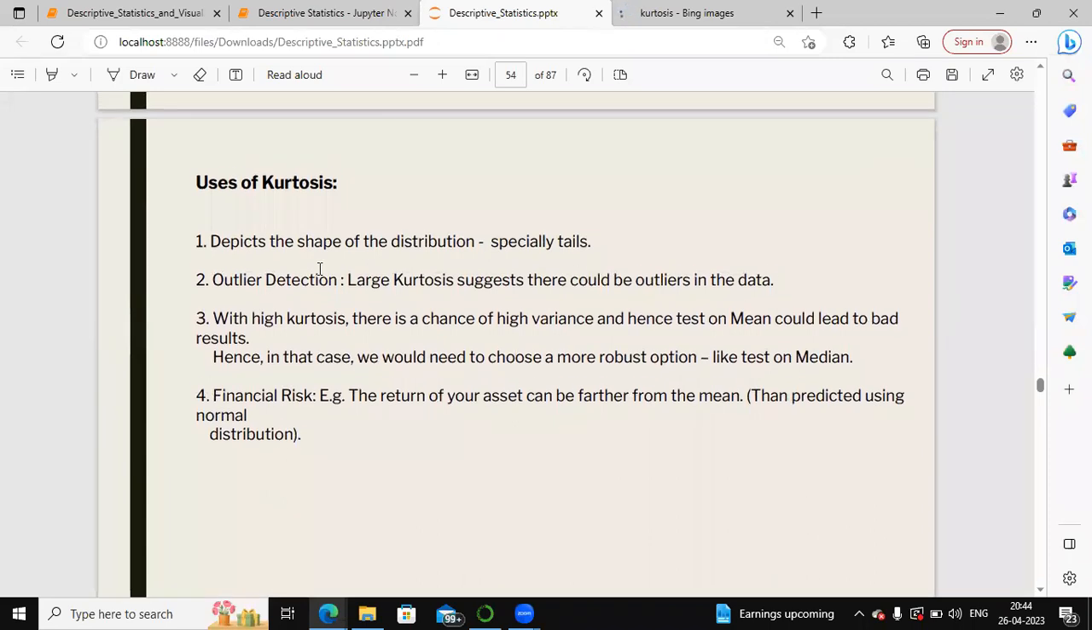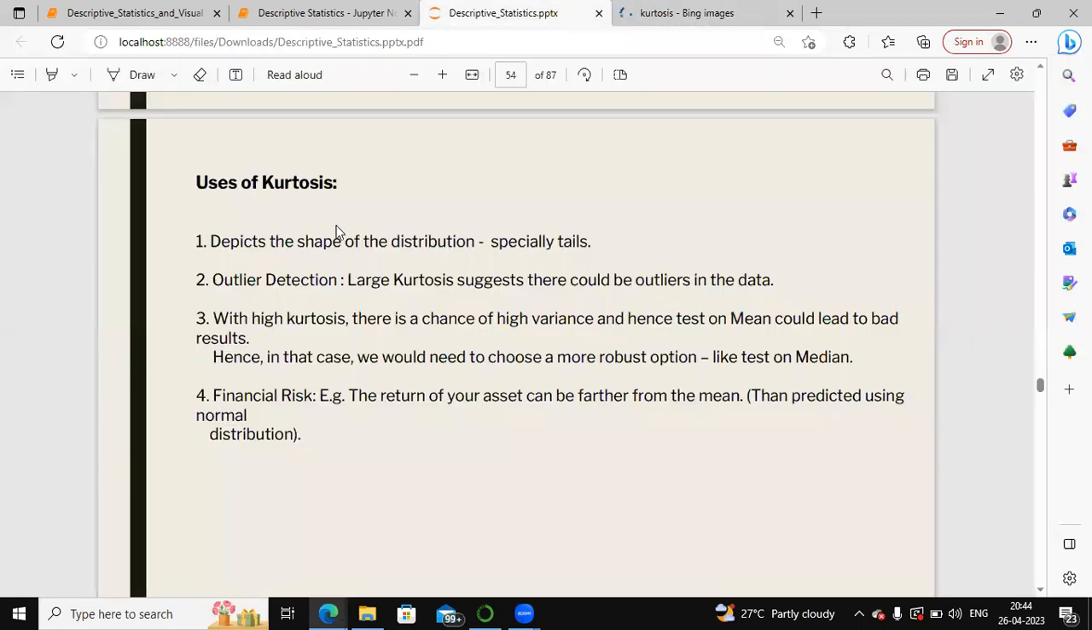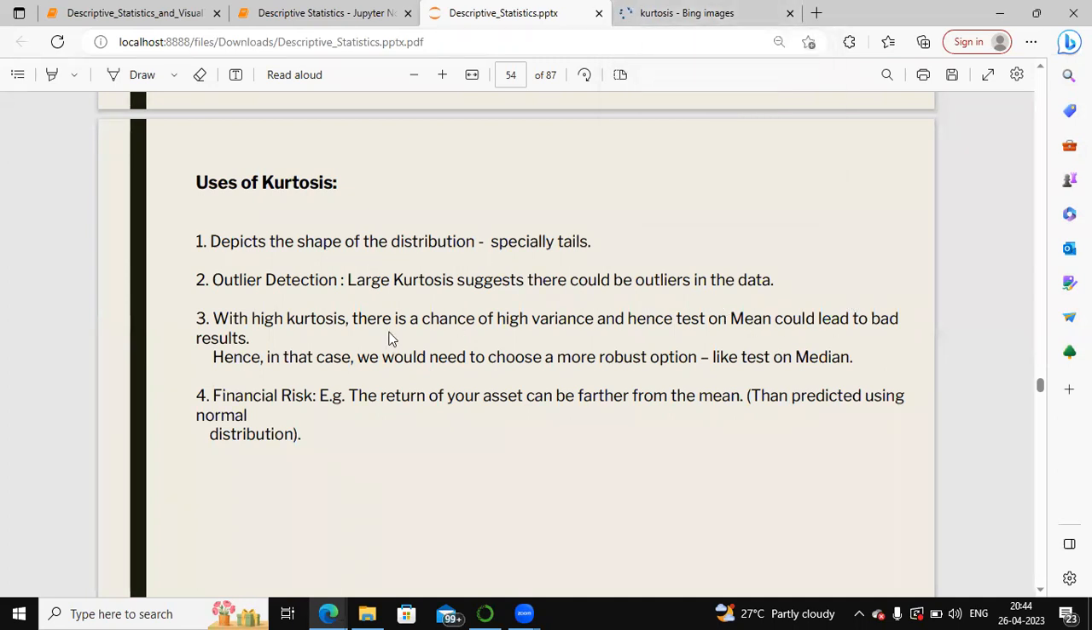Now let's come to the next part of our class, which is uses of kurtosis. Kurtosis depicts the shape of the distribution, especially tails. Outlier detection: large kurtosis suggests there could be outliers in our data. Excess kurtosis should be as close to zero as possible, because if it is greater than zero and its value is higher, then there could be outliers in our data.